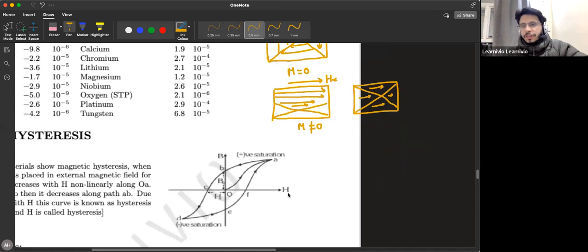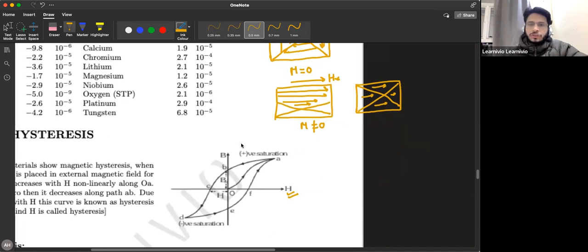So this curve shows the same thing. On the x-axis, you are taking H. On the y-axis, you are taking B. B is basically coming from the magnetization of the material. So when your H is 0, the magnetization is 0. When you increase H, the magnetization increases, and then your magnetization becomes saturated. Saturated means all domains are in the direction of external field now.